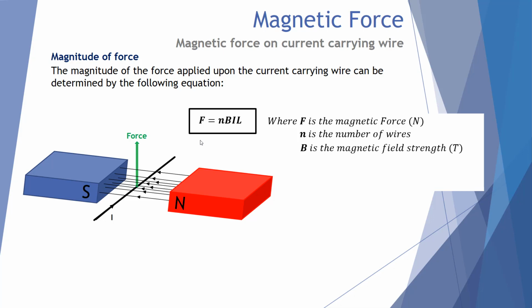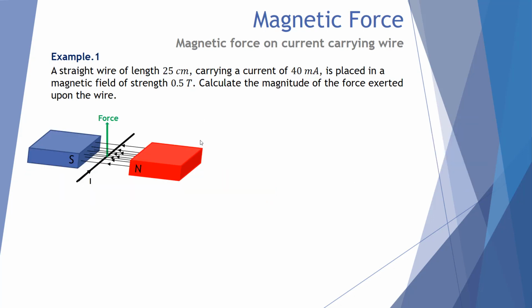B is the magnetic field strength measured in Tesla. I is the current in the wire that's perpendicular to the magnetic field, measured in amps. And L is the length of the wire within the magnetic field strength B, and it's measured, as always in SI units, in meters. So F equals NBIL. Let's look at our first example.